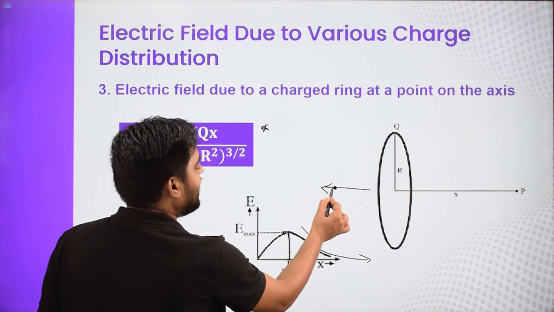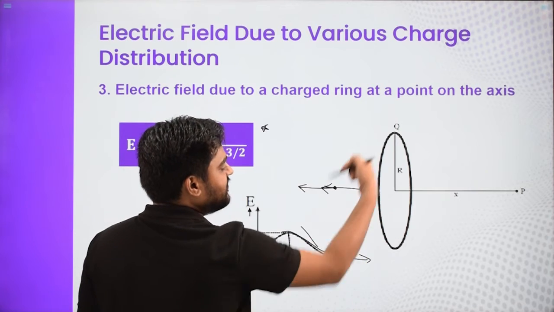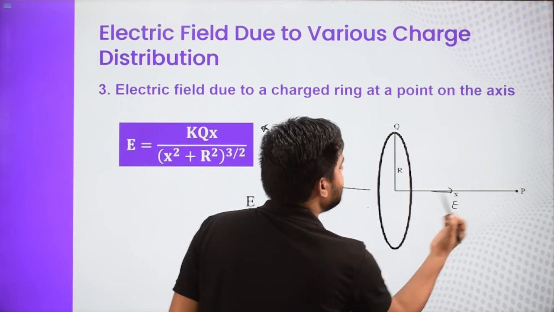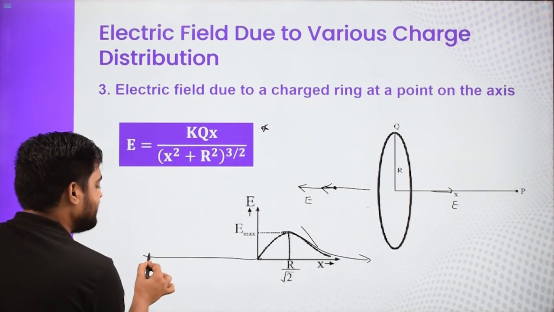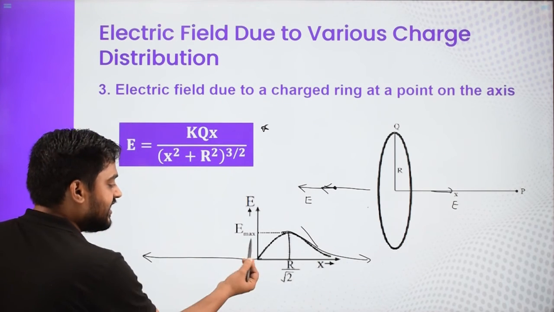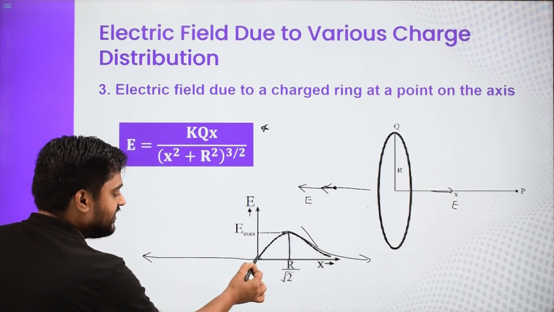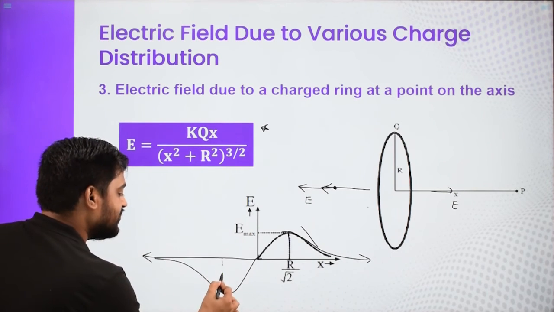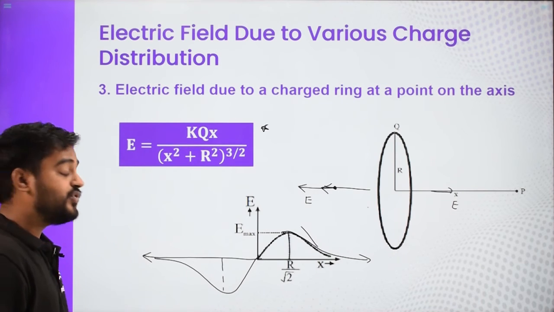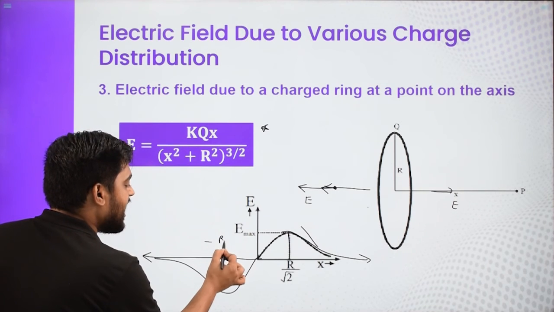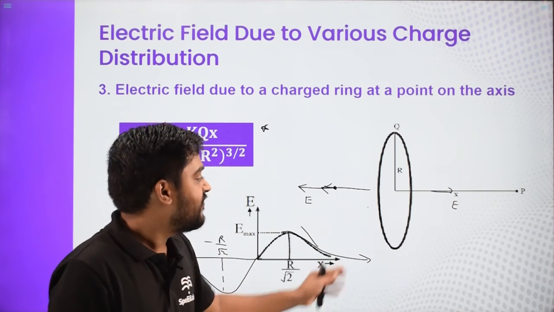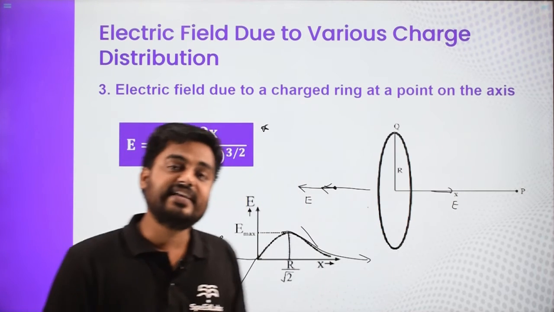Then the direction of electric field will be away. This is a positively charged ring, so the electric field will be in this direction. Here the electric field was in this direction. So if we extend this axis and the electric field in the other way around, then the graph will be symmetric but the other way around, and here again you will get a maximum magnitude of electric field at minus r by root 2 distance. So at plus minus r by root 2 distance from the center of the ring, the field is maximum.